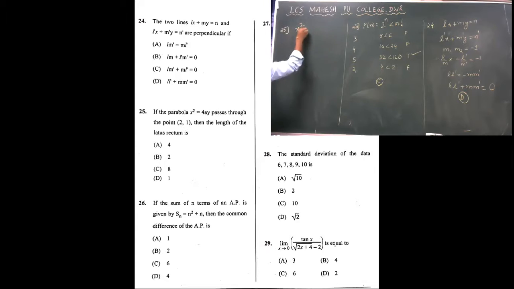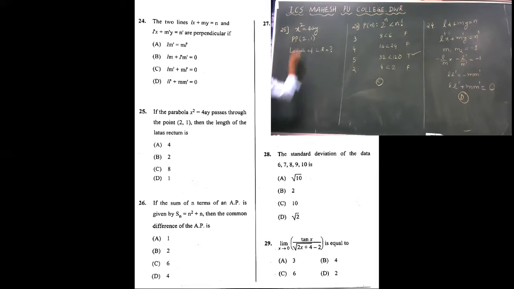Now let's go with the 25th question. If the parabola x square is equal to 4ay is passing through the point (2, 1), then the length of latus rectum is to be found. Okay, so I think it is once again easy to understand, as there is just a passing point, it is easy to find the value of a.